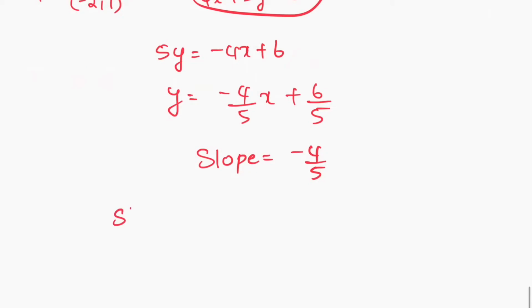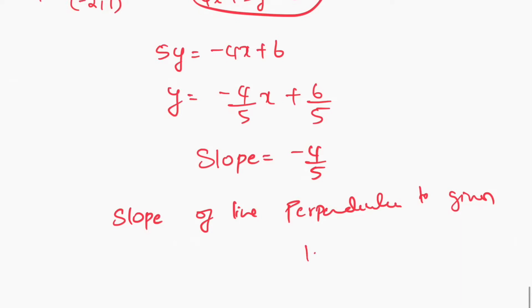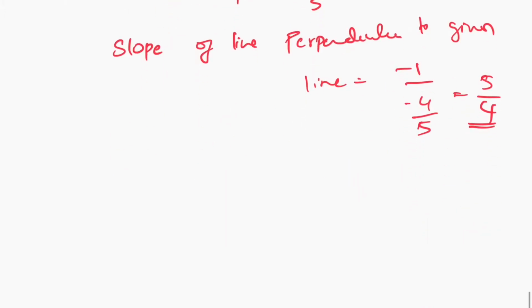So slope of the line perpendicular to this given line is -1 by -4/5, that is equal to 5/4. So using this we can get the equation of the line.